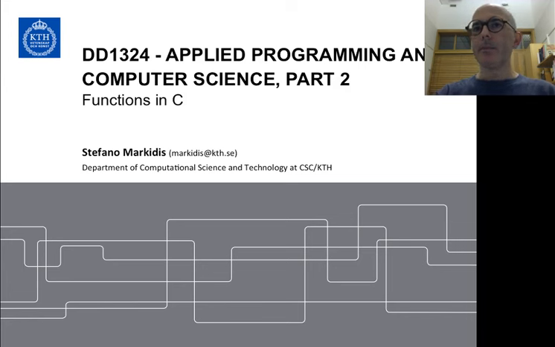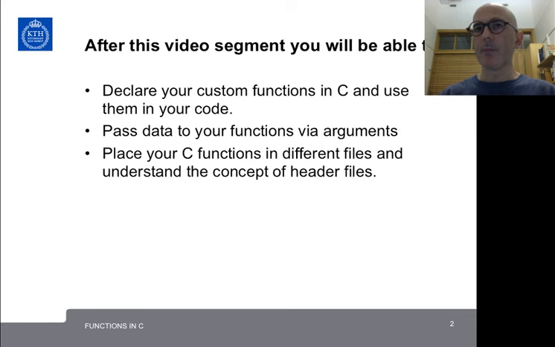Hi, this video segment is about how to declare, define, and use functions in C. After this video lecture, we will be able to reach three main objectives. First, we will be able to declare and define our custom function in C and use them in our code. Second, we will learn how to pass data to our function via arguments. Third, we will learn how to separate our C function in different files, and we will understand the concept of header files.